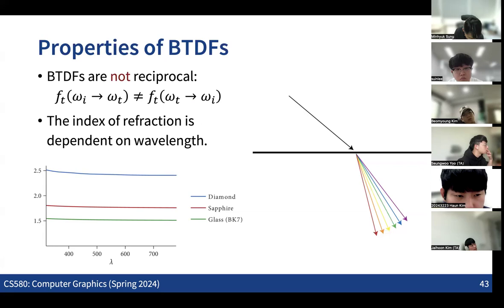The transmission. And also, the index of refraction is not constant over the wavelengths, but it can actually change depending on the wavelength of each light. Which means that depending on the color, we may have a different index of refraction, and also different patterns of reflections, different angles of refraction, right?